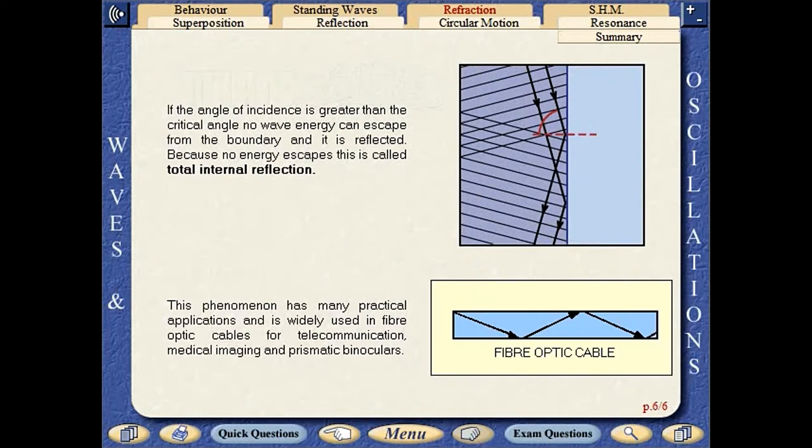If the angle of incidence is greater than the critical angle, no wave energy can escape from the boundary and it is reflected. Because no energy escapes, this is called total internal reflection. This phenomenon has many practical applications and is widely used in fiber optic cables for telecommunications, medical imaging, and prismatic binoculars.